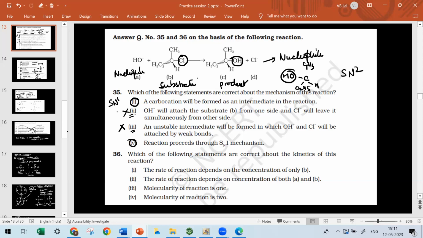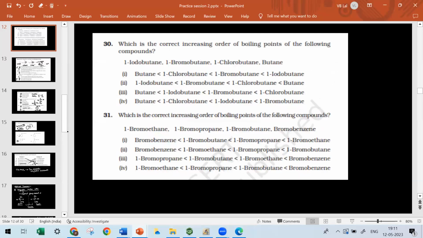Now the next one is, which of the following statements are correct about the kinetics of this reaction? The rate of reaction depends only on the concentration of B. No, it depends... SN1 reaction, what did I tell you? It depends only on the concentration of the alkyl halide. So it does not depend on both. Then the molecularity of the reaction is 1. This is true because we call it SN1. So only 1 is correct. This is also wrong. So only 1. This is showing an SN1 type of reaction.